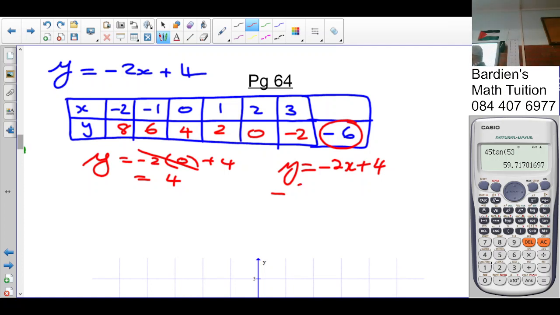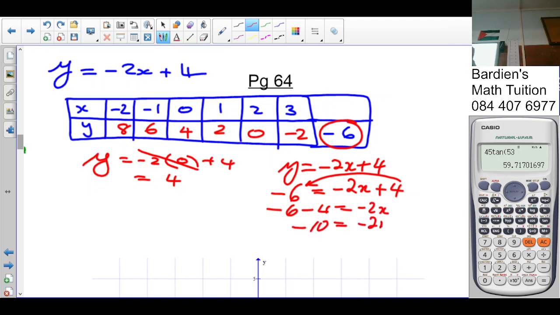So y is negative 6. So you got negative 2x plus 4. So what do we need to do here? To solve for x, x is on one side, numbers on the other side, like a linear equation. So negative 6 minus 4 is equal to negative 2x. So that's going to give you negative 10 is equal to negative 2x. Divide by negative 2 on both sides. So x works out to be 5. You all understand? Right.